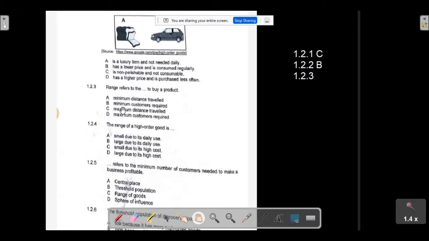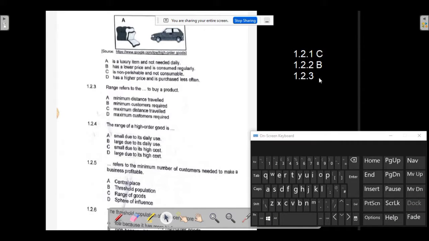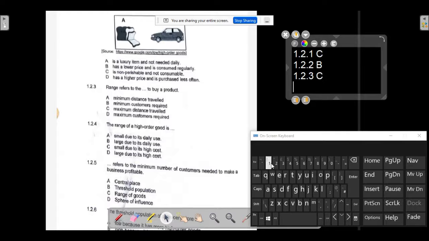B, minimum customers required. That is incorrect. C, maximum distance traveled. Yes. Then D says maximum customers required. No. So of course we are going with C. A range refers to a maximum distance that you are willing to travel to purchase a product. So for 1.2.3, we are going with C.